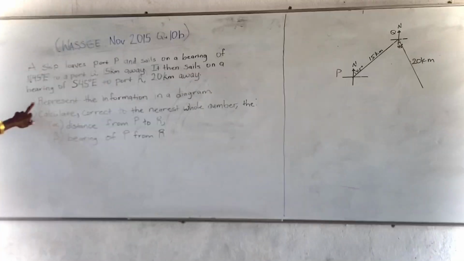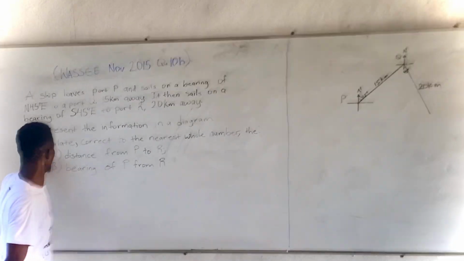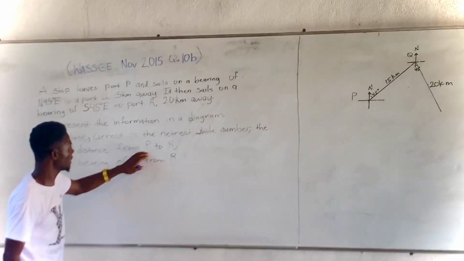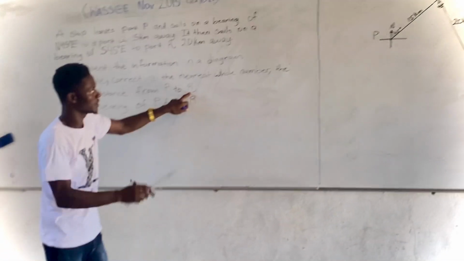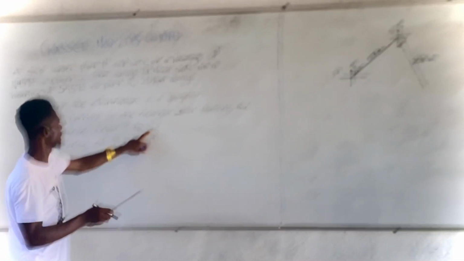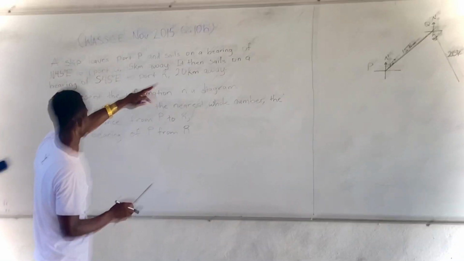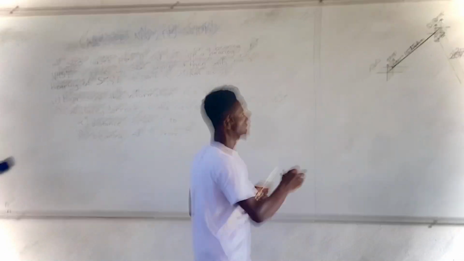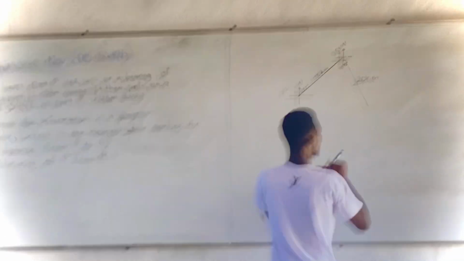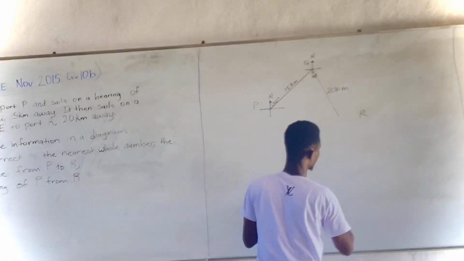Roman number 1 says, represent the information in a diagram. Roman number 2, calculate, correct to the nearest whole number, the distance from P to R, meaning P and R should be connected. So the ship left from Q, it went to R. So that means this point is considered to be R. So let's take note of that.